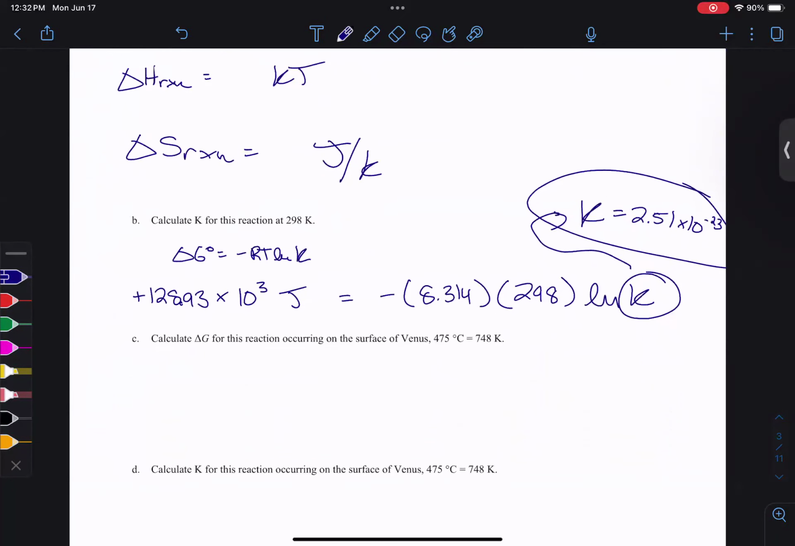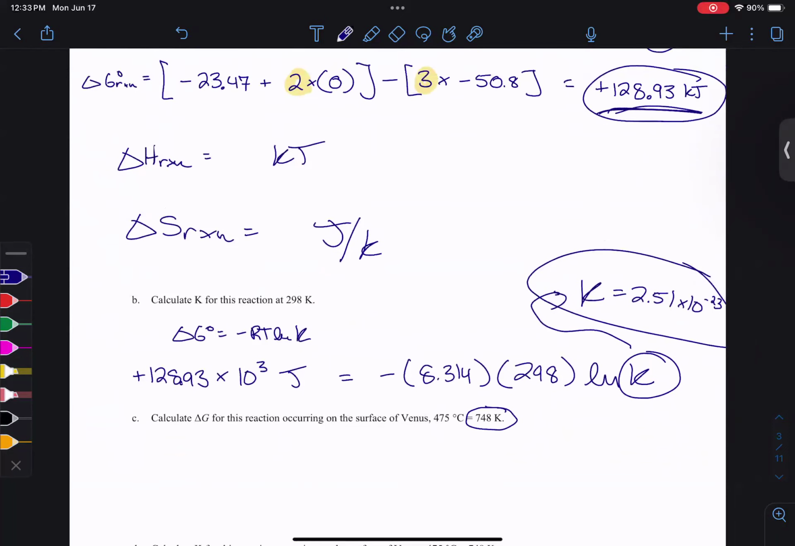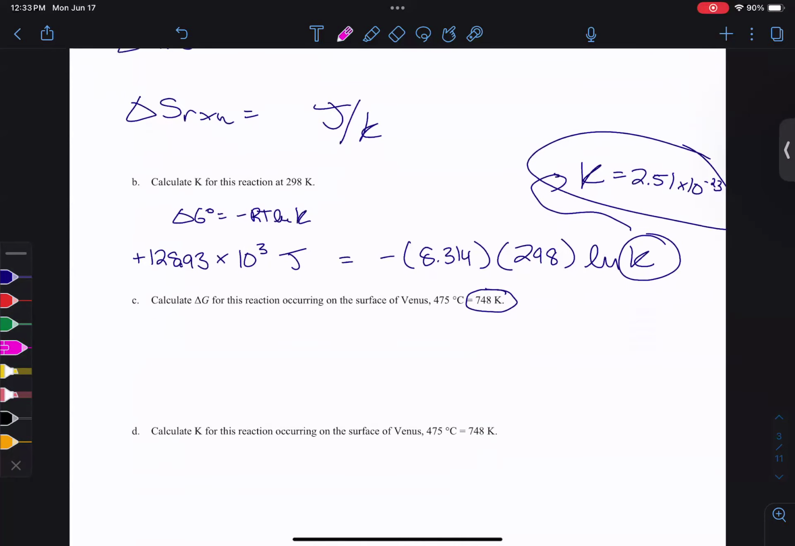Let's calculate delta G for this reaction that occurs on the surface of Venus. So notice the temperature of the surface of Venus is 748 Kelvin. Is this at standard conditions? It is not. So the Gibbs free energy for this reaction on Venus is not the same as delta G naught. This is delta G on Earth at standard conditions. But on Venus, it's going to be different. So here we have a different temperature. We're going to assume that delta H and delta S are constant. So we can use the equation delta G equals delta H minus T delta S, and we're just going to shove that different temperature into this delta G equation.